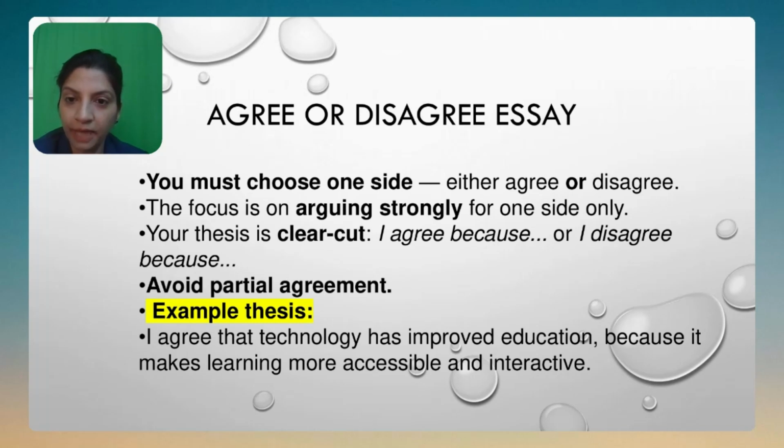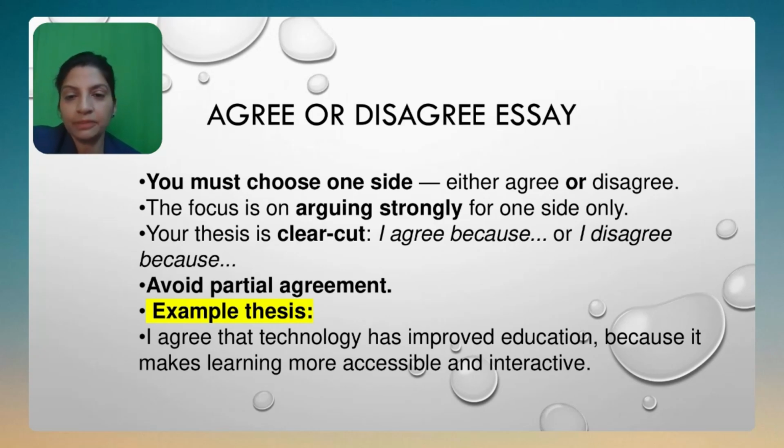Your thesis should be absolutely clear cut, for which you are supposed to give two reasons. If you're mentioning two reasons, you will make two BPs. If you're mentioning three reasons, you are supposed to write three body paragraphs. Another thing is avoid partial agreement. Avoid partial agreement unless you are 100% sure how to balance it well.